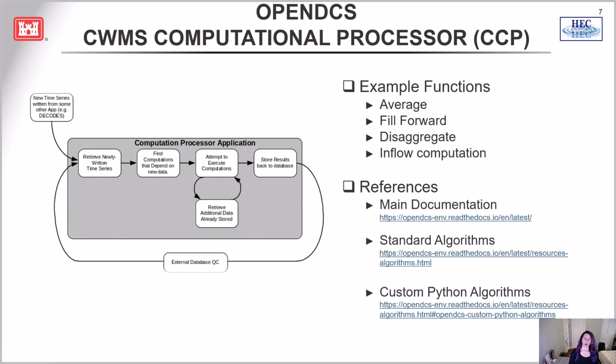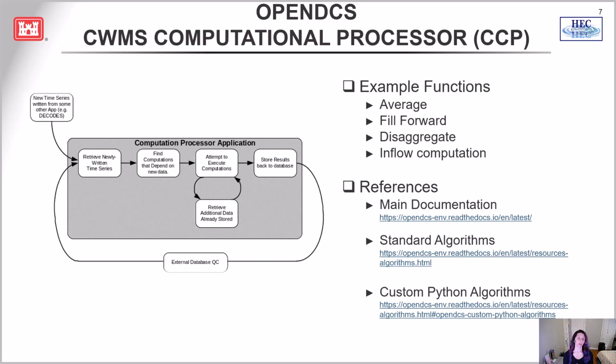This brings us to the OpenDCS SWMS Computational Processor, or CCP. CCP goes through a process application. It takes your time series data, looks at everything available, and finds the computations that you have identified that depend on that data. Then it executes those computations and retrieves additional data that's necessary. It continues to do this until it has results, which then get stored back into the database and get pulled back in any time that they are needed again.